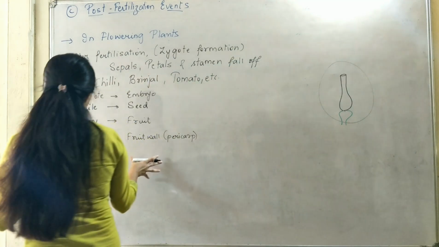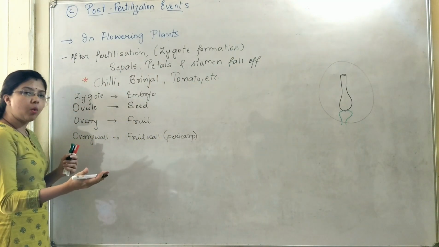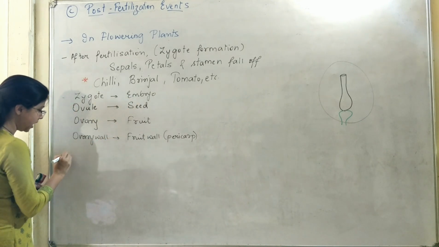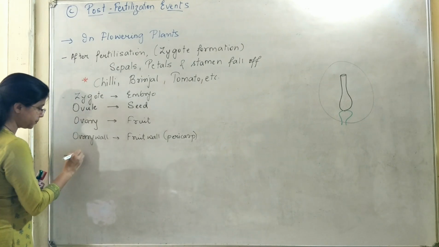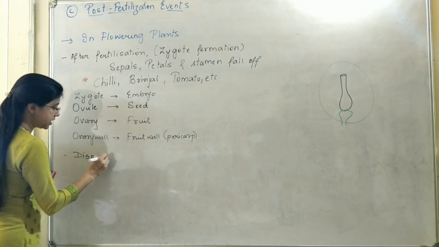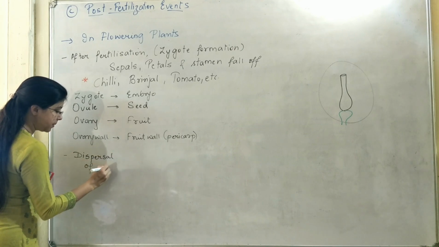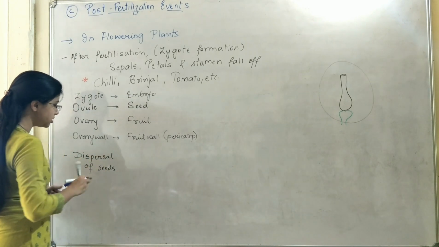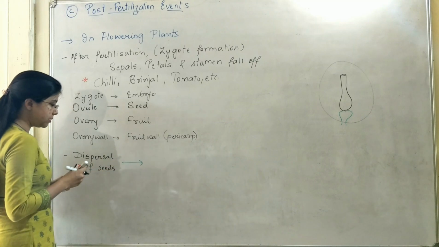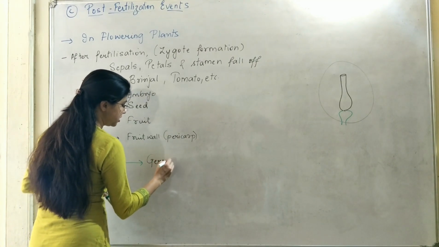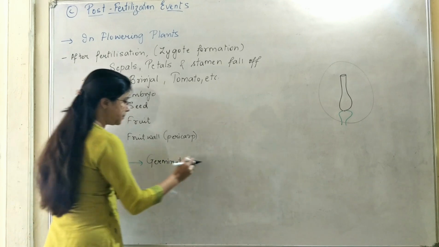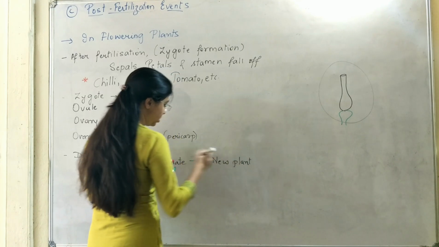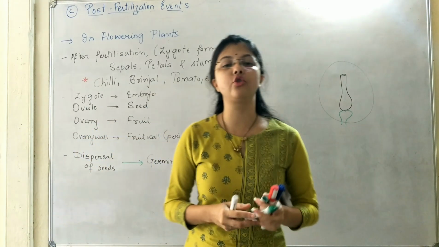Once all these structures have been formed, the next stage is the formation of the new organism, the new plant. The seeds which are formed in the plants are generally dispersed. Dispersal of seeds takes place either by wind or some other type of biotic agent, and these dispersed seeds will be taken to some other place where they will germinate. Once the seed germinates, it is going to develop into a new plant. So this is how embryogenesis can be discussed in case of flowering plants.